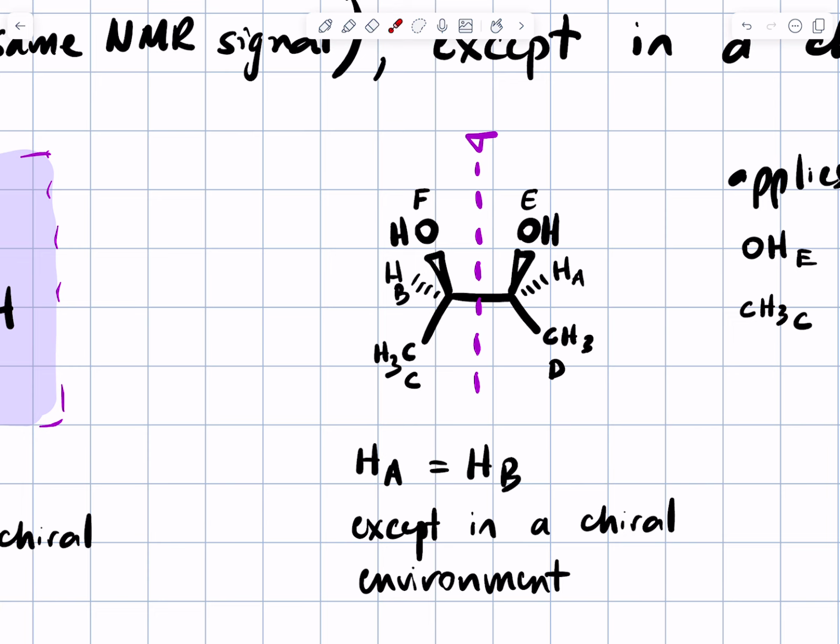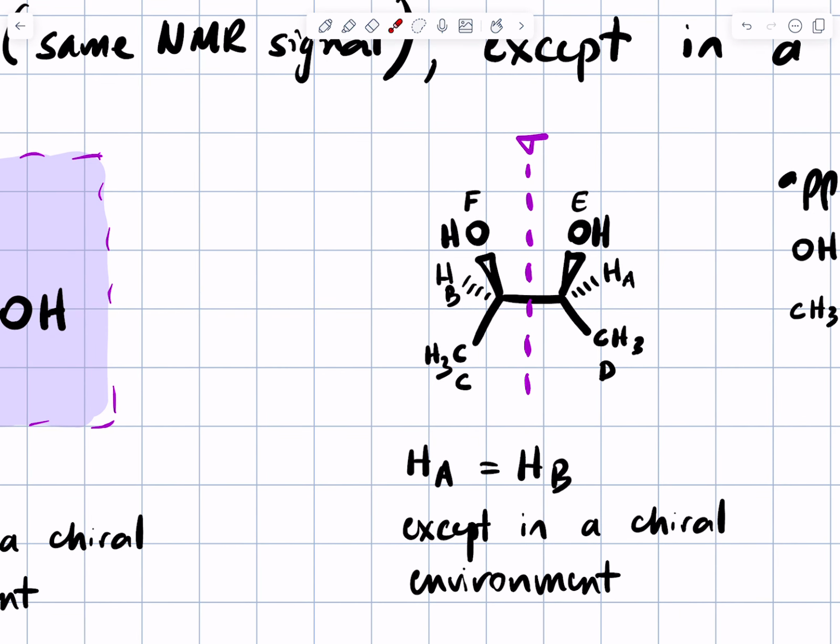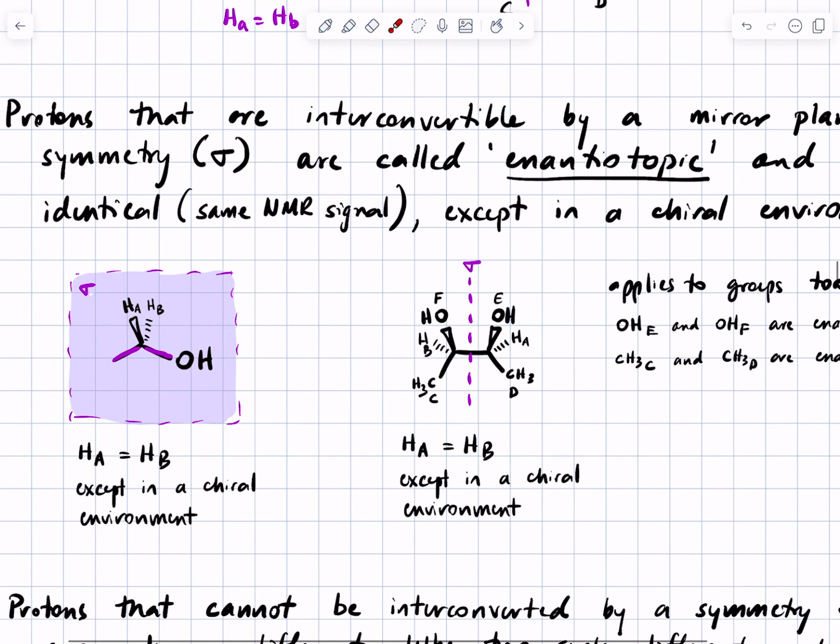Yes? What do you mean by chiral environment? Chiral environment would be in an enzyme active site. So enzymes are chiral, and in an active site of a chiral molecule, you could tell the difference between these groups. So it doesn't have to do with the molecule itself being chiral? No, because the molecule itself is not chiral. Nevertheless, in a chiral environment, you could tell the difference between those groups. Yeah. Okay, good. Other questions?